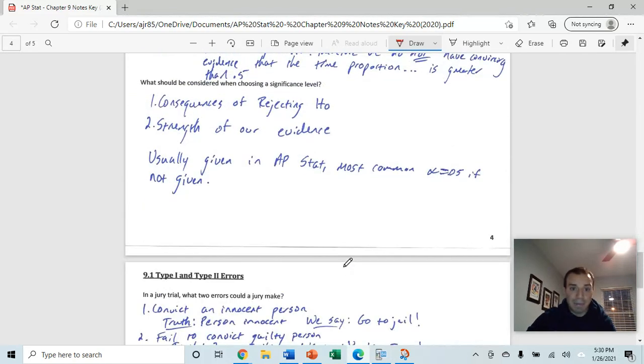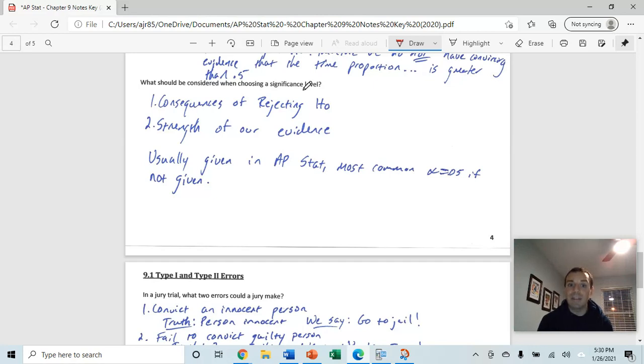Let's head down to the bottom of the page. What should be considered when choosing a significance level? So how do we determine? There are different ones. Sometimes you'll see 0.1, sometimes you'll see 0.01, most commonly 0.05. We want to think of how strong we want our evidence to be.